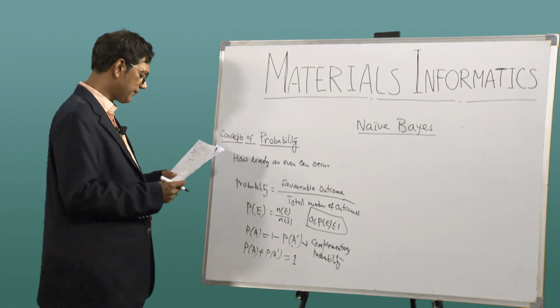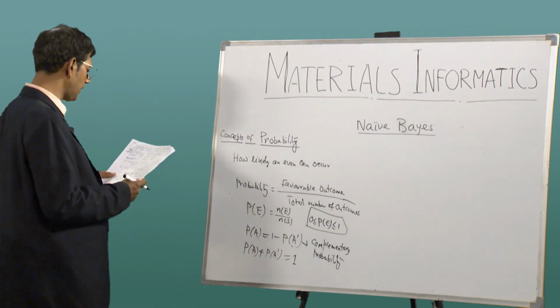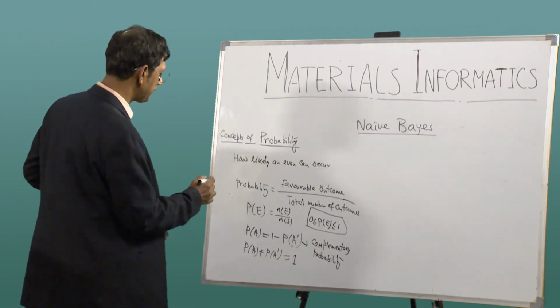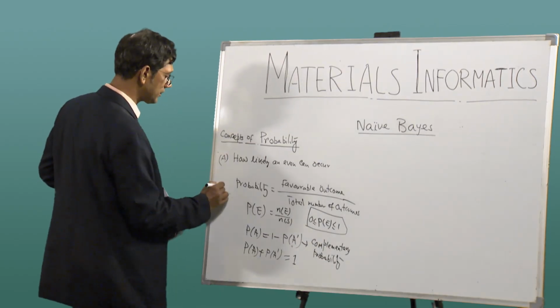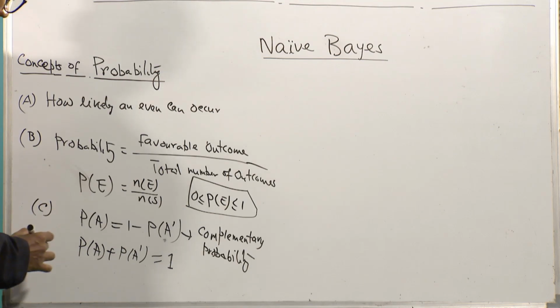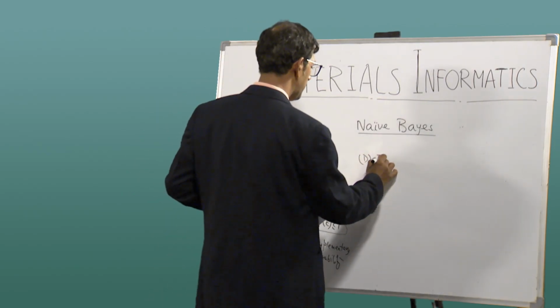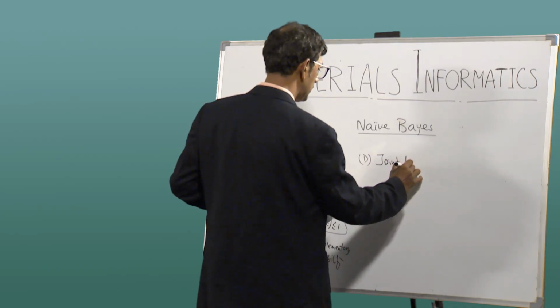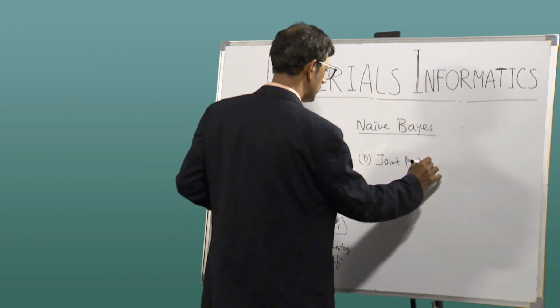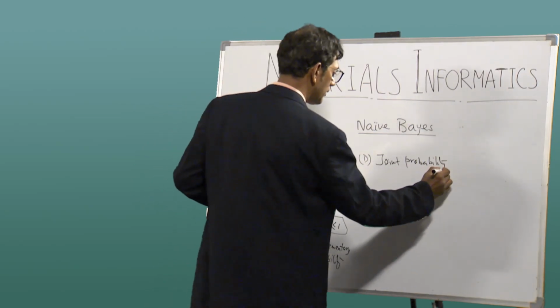You can also have other kinds of probabilities, okay, you know that, right. So, therefore, if I write this down, you can also have a situation which is called joint probability. Do you know that? In case you know, that is good. Joint probability.